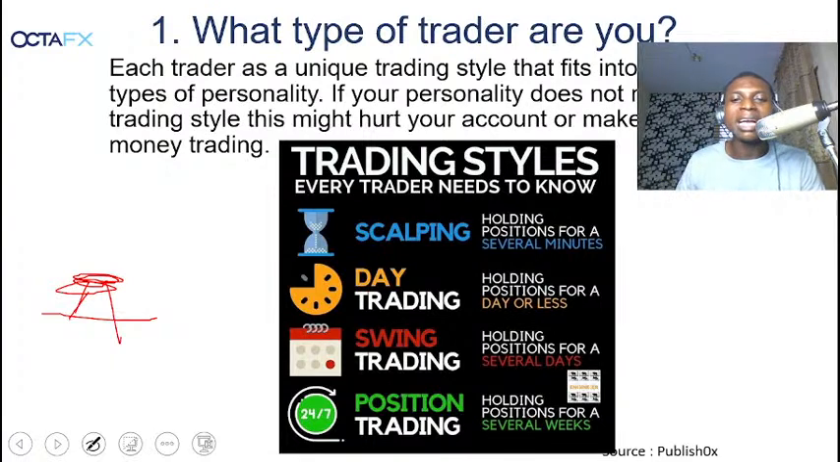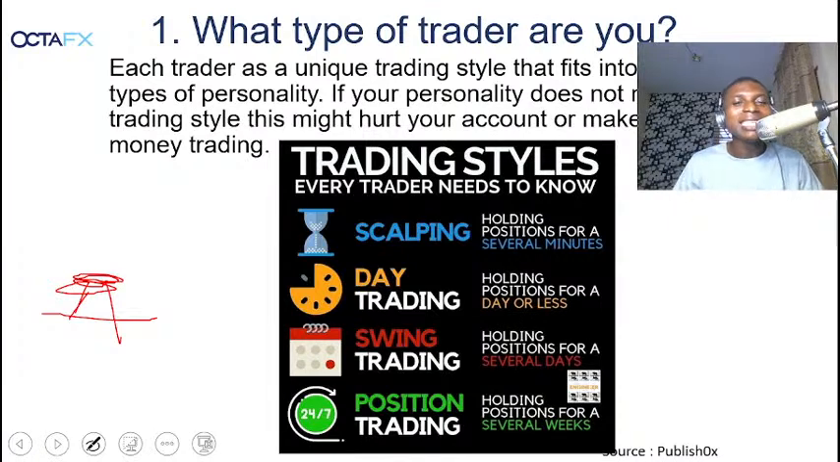Now, a swing trader is that trader that holds trades for several days. Today is Monday. He picks a trade and then allows it to go day 1, day 2. That same trade he opened on Monday is still running on Tuesday. It's still running on Wednesday. It's still running on Thursday. It's still running on Friday. And then he closes it.